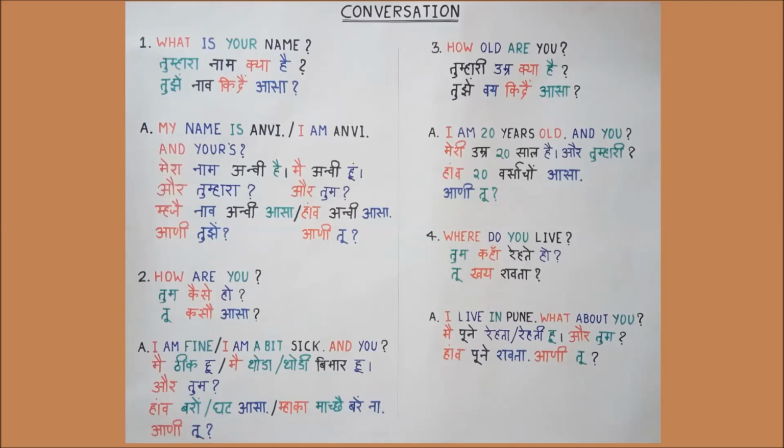Third question, how old are you? तुझें वय कितें आसा? Answer, हांव 20 वर्साचो आसा, आणि तूं? Last question, where do you live? तू खंय रावता? Answer, हांव पुणे रावतां. आणि तू? Fine.